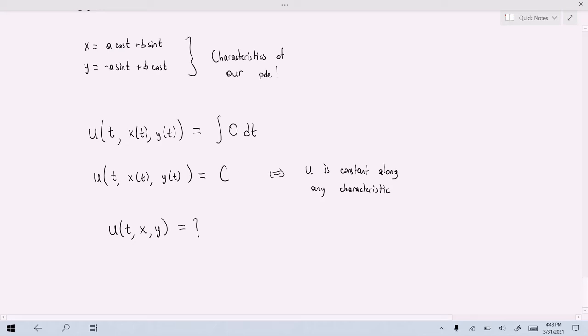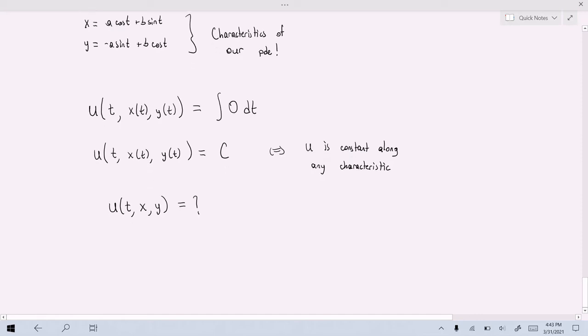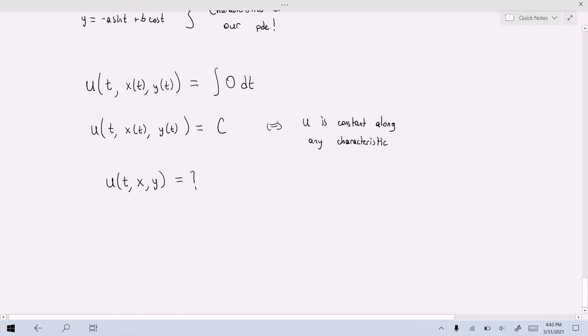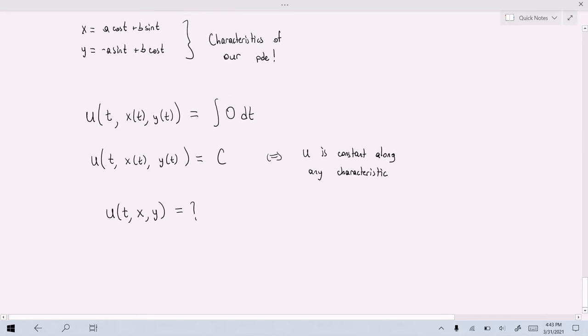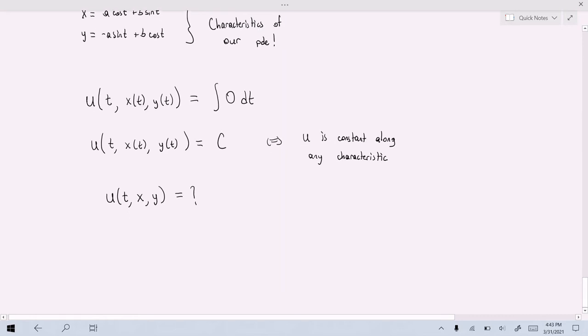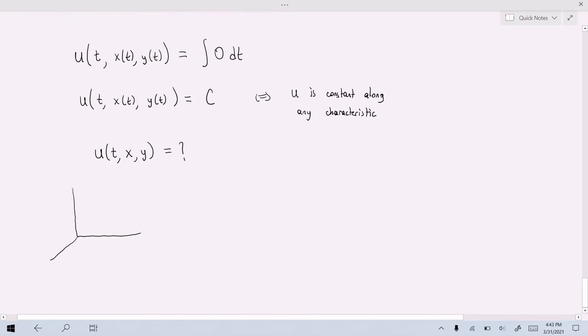So to do that, it's a little bit hard for me to draw the picture, but let me maybe try to give a picture here, okay? This time I think I'll put t in as the vertical axis.